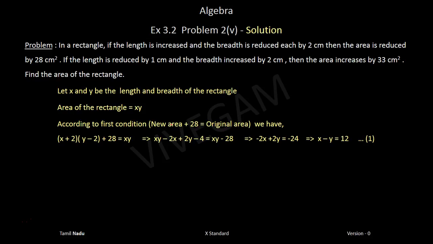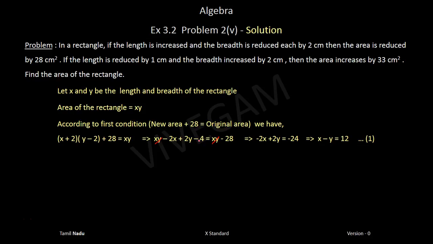So we have, what is the new area? New dimension: the length is increased by 2, x plus 2. The breadth is reduced by 2, it becomes y minus 2. (x plus 2) into (y minus 2) plus 28 equals original area xy, right? So now expand. x into y is xy, x into minus 2 is minus 2x, 2y, minus 4. That's what you have here. And this xy and this xy will cancel. So you will be left with minus 2x plus 2y.